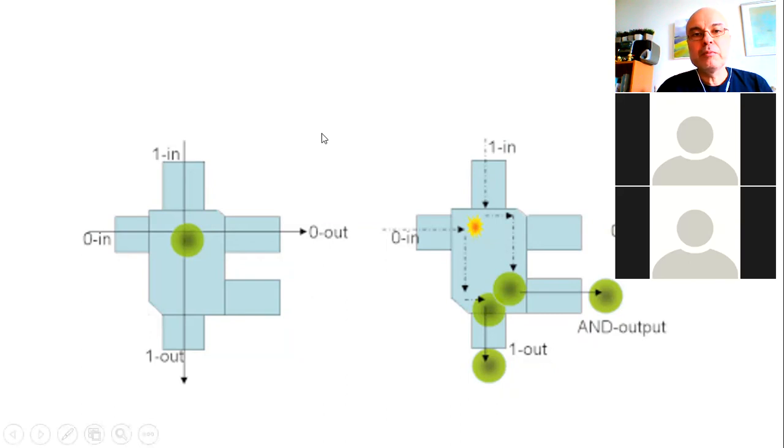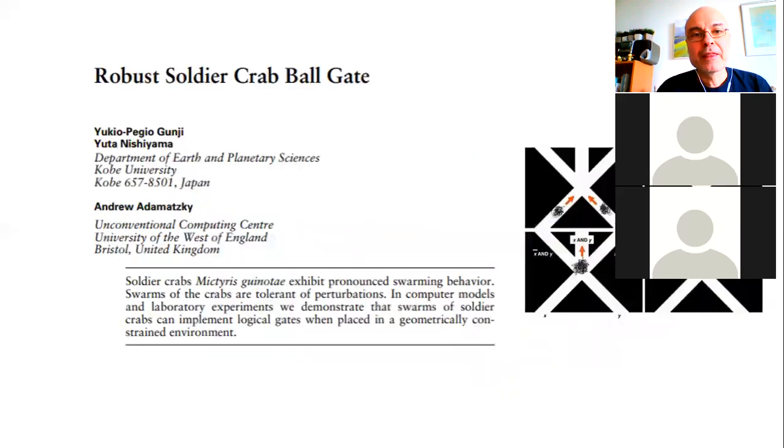Anyway, let me talk about one other crazy application of this idea. Crab computers. You know what a crab is? Those animals that go sideways, right? So some people in Japan and England worked together to implement this billiard ball idea using swarms of crabs.